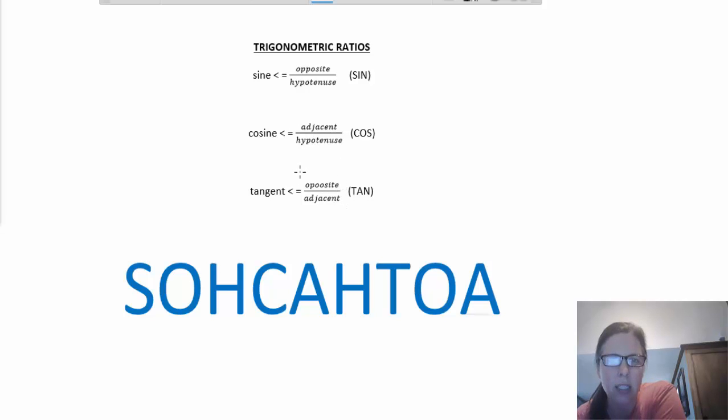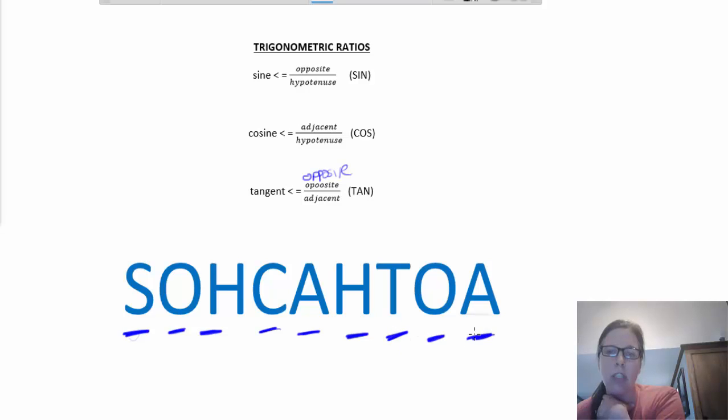over adjacent. Okay, so a cute little thing you've probably heard before is called SOHCAHTOA. So this reminds you that sine is opposite over hypotenuse, cosine is adjacent over hypotenuse, and tangent is opposite over adjacent. So SOHCAHTOA just helps you kind of remember that.